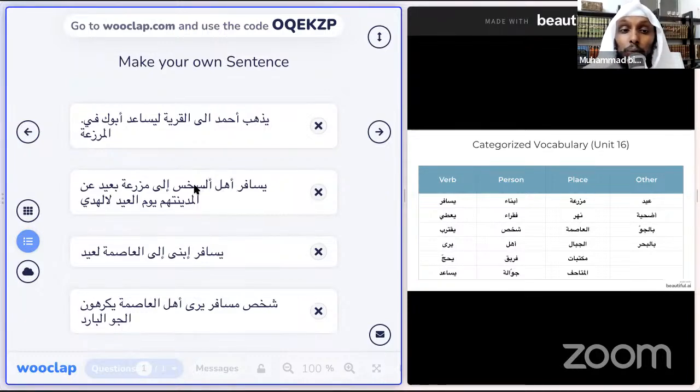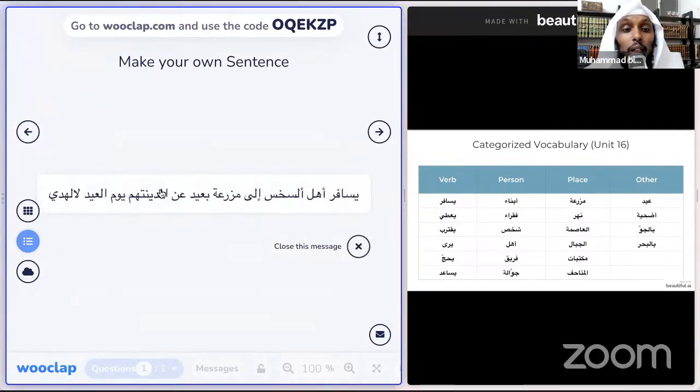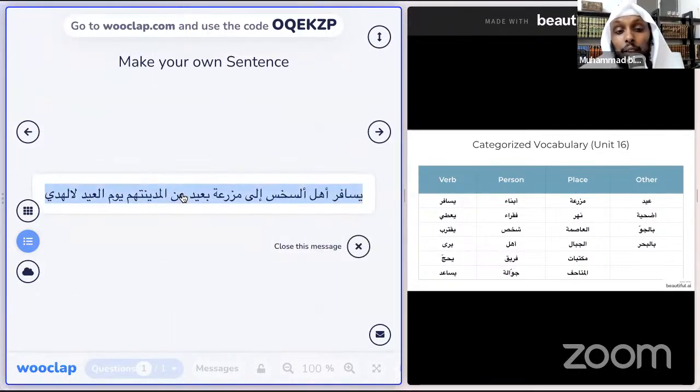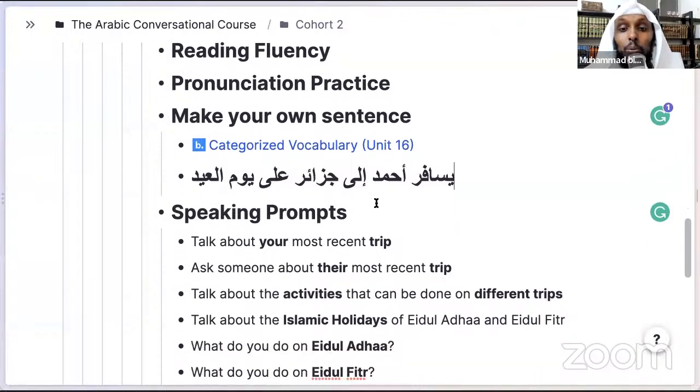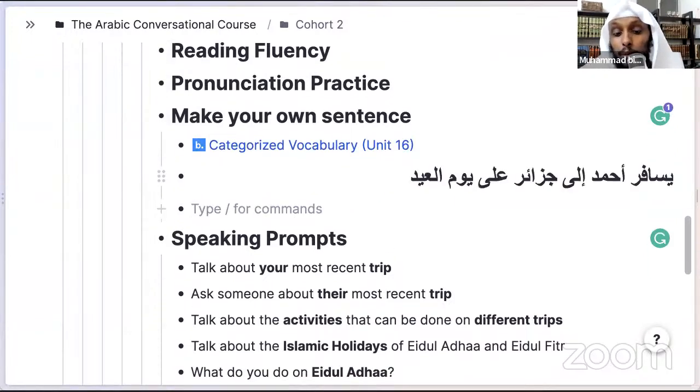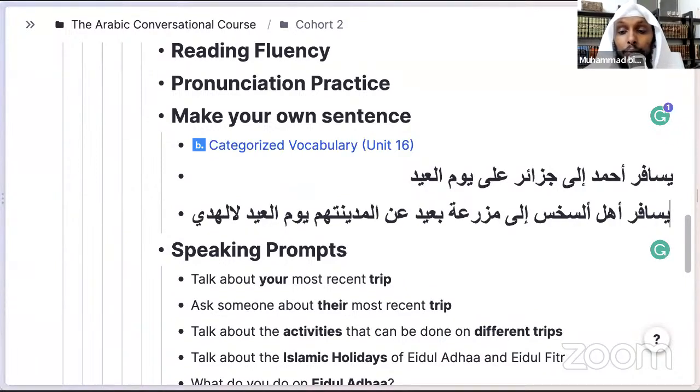يسافر أهل something, I don't know what this is, إلى مزرعة بعيد عن المدينتهم يوم العيد للهدي. Apart from للهدي, which is a spelling mistake, there are two major grammar mistakes here. Things that we have covered many times before, recurring mistakes, which is no problem. We're here to learn from our mistakes. So I expect these mistakes to come back many times.